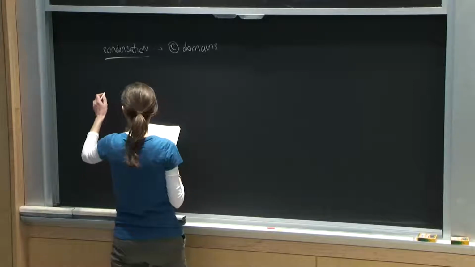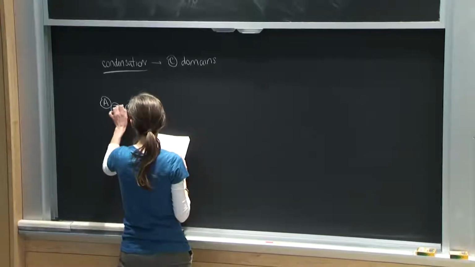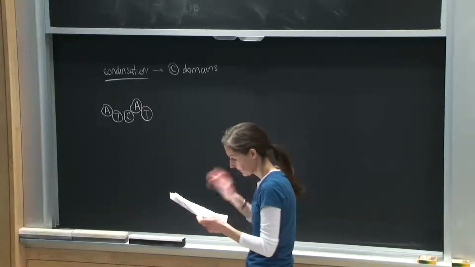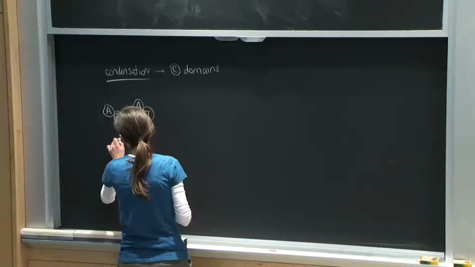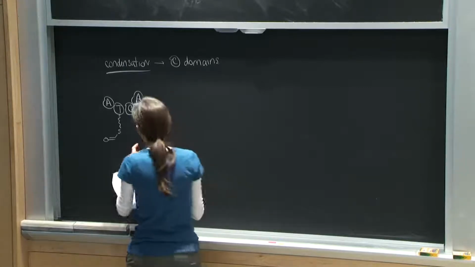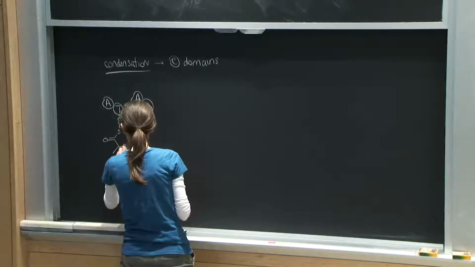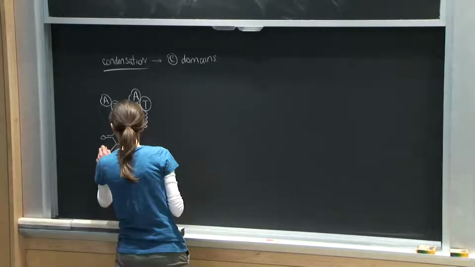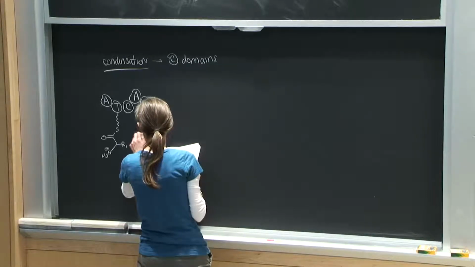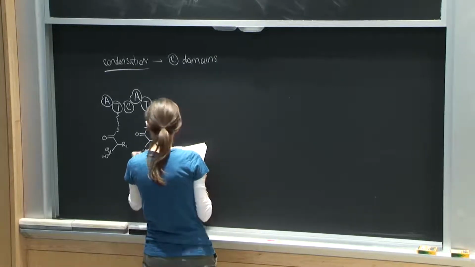Okay. And so let's just imagine we're just going to draw two modules. So we have a loading module and then a first extender module. And the T domains have been post-translationally modified with the PPANT arm, and the action of the A domains has loaded the amino acids at this stage. Okay, so we have some amino acid loaded here, and then we have some amino acid loaded here.